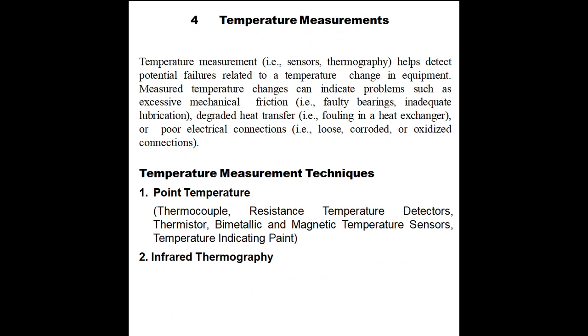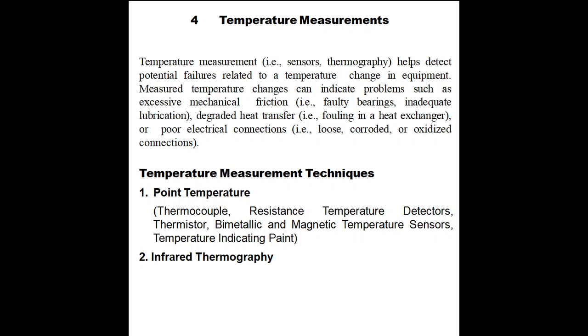Let us see all these techniques one by one. We'll start with temperature measurement. There are two techniques. One is the point temperature, where you can take temperature at certain points, and another is the infrared thermography. But why this is important, you can see, suppose you have a failure due to excessive friction in case of faulty bearings or inadequate lubrication.